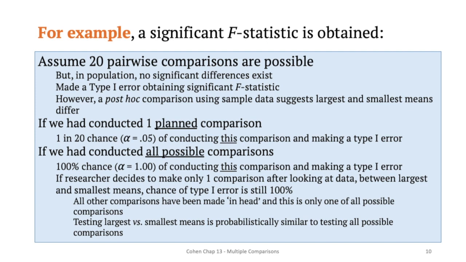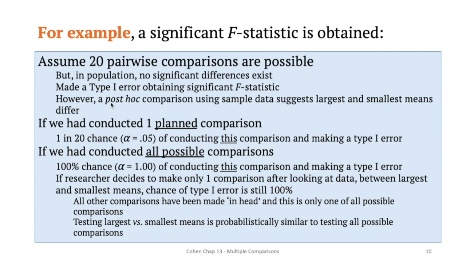So to help this make a little bit more sense, consider an example. Assume there are 20 pairwise comparisons that are possible, but in the population, no significant differences actually exist. So we have this godlike power that we know this. But let's say we do the study anyway. We find a significant F statistic. So already we made a type 1 error obtaining a significant F statistic. We shouldn't have concluded that there's an effect, but we did anyway.